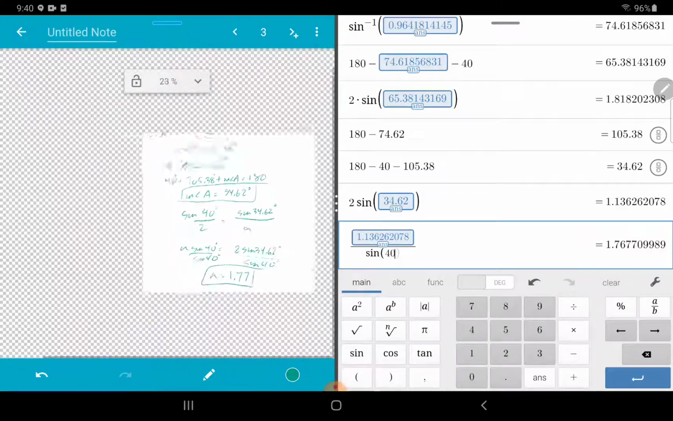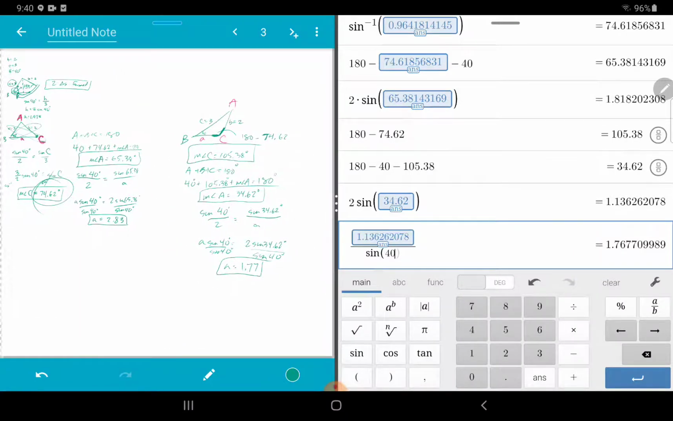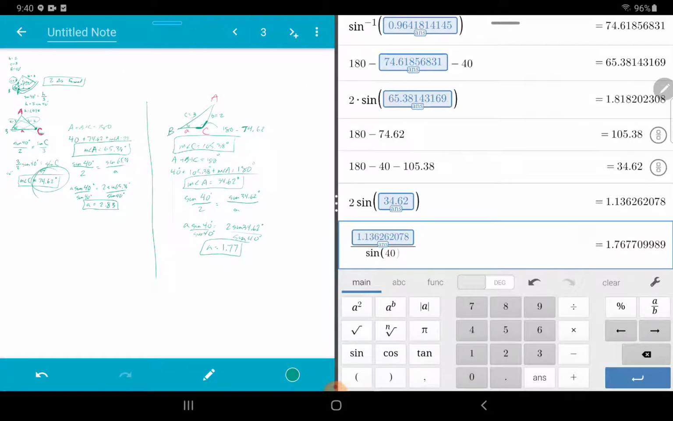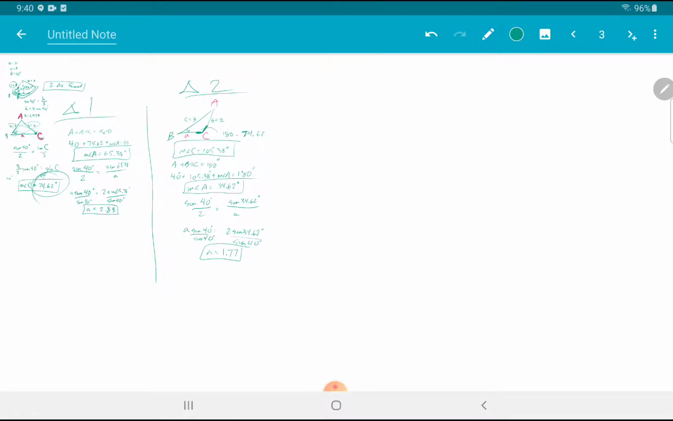There we go. Okay, so we have measure of angles C, A, and side A. Notice in this problem here, we have a total of 6 answers because we have triangle 2 and also triangle 1. So make sure you solve for both triangles. If you have any questions, of course, you can always pause, rewind the video if needed.